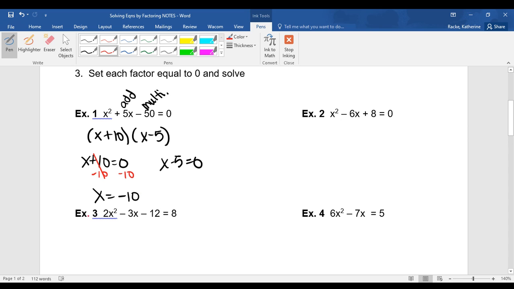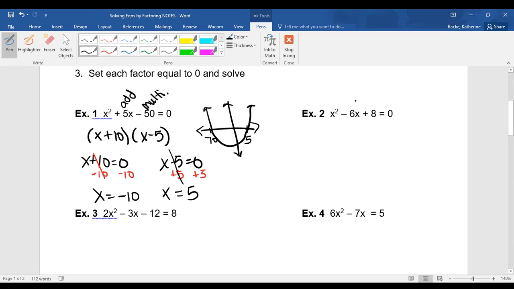So that is 1 x-intercept. Now we're going to do the same thing over here. Add 5 to both sides. x equals 5. The 5s cancel out right there. Okay, so your x-intercepts are negative 10 and 5. That means for this one, it's going to cross on the graph at negative 10 and 5. So we know it's going to look something like this. Okay. All right, moving on to example 2.